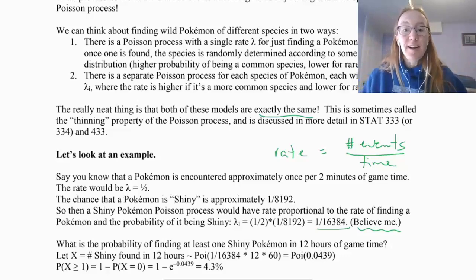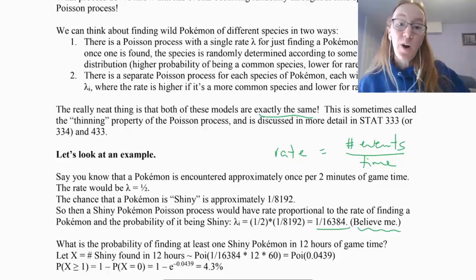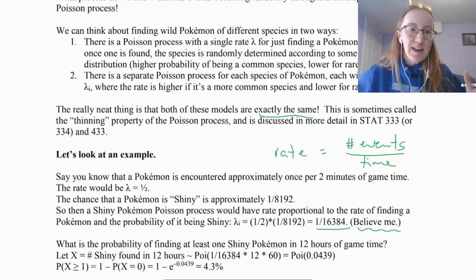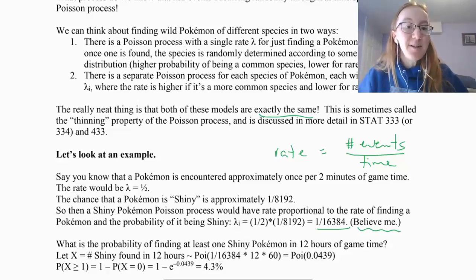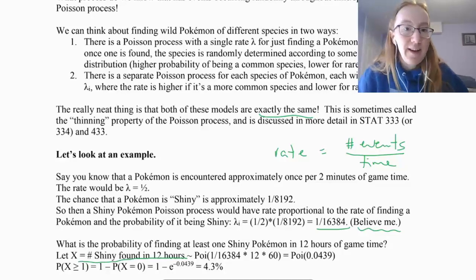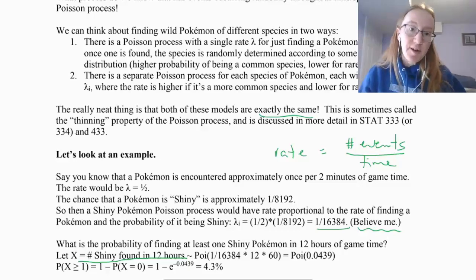So imagine we want to calculate the probability of finding at least one shiny Pokemon in 12 hours of game time. Well, we're going to do the same process we always do for calculating a probability involving a random variable. First, we define the random variable. So we're going to let X equal the number of shiny Pokemon found in 12 hours of game time. And the second thing we want to do is figure out what distribution X has.